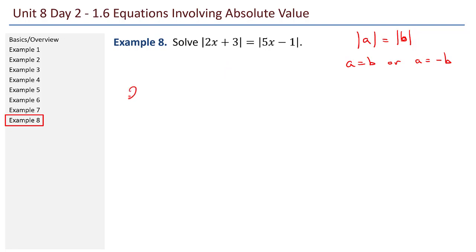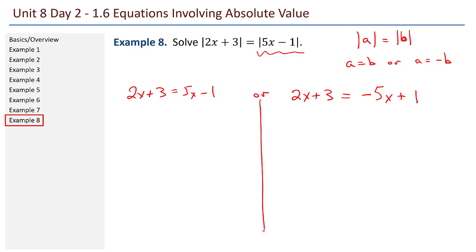This turns into two equations. 2x plus 3 equals 5x minus 1. Or, now here's where I need to be really careful with my negative sign. 2x plus 3 equals, watch it here, negative 5x plus 1. I've negated that 5x minus 1. And let's solve. So in the first case, maybe I'll subtract 2x from both sides. 3 equals 3x minus 1. I'll add 1 to both sides. 4 equals 3x. Divide both sides by 3. 4/3 equals x. And we've solved that equation.